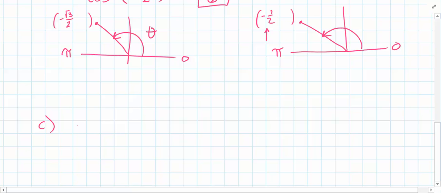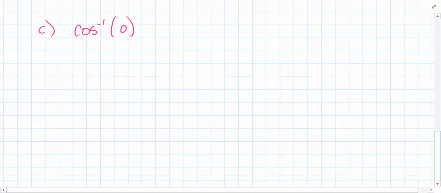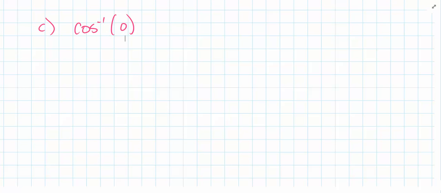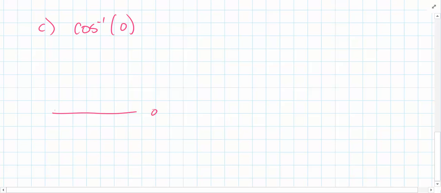All right, let's do C. Here's the one you want. Let's do this one. Inverse cosine of 0. So this says, what angle between 0 and pi has a cosine equal to 0? Yes, Michael, nice job. Pi over 2. This point right here is the point (0, 1). This angle right here is a 90-degree angle, and that's where my cosine is equal to 0. So therefore, the answer is pi over 2.